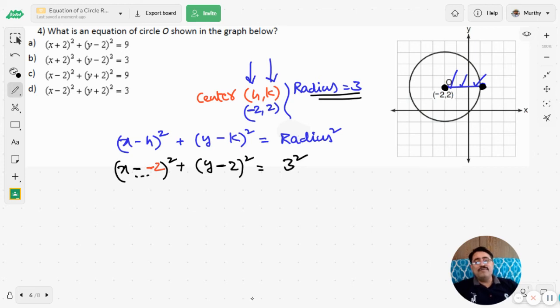So negative of negative, positive. So x plus 2 whole square, y minus 2 square, 3 square is 9.